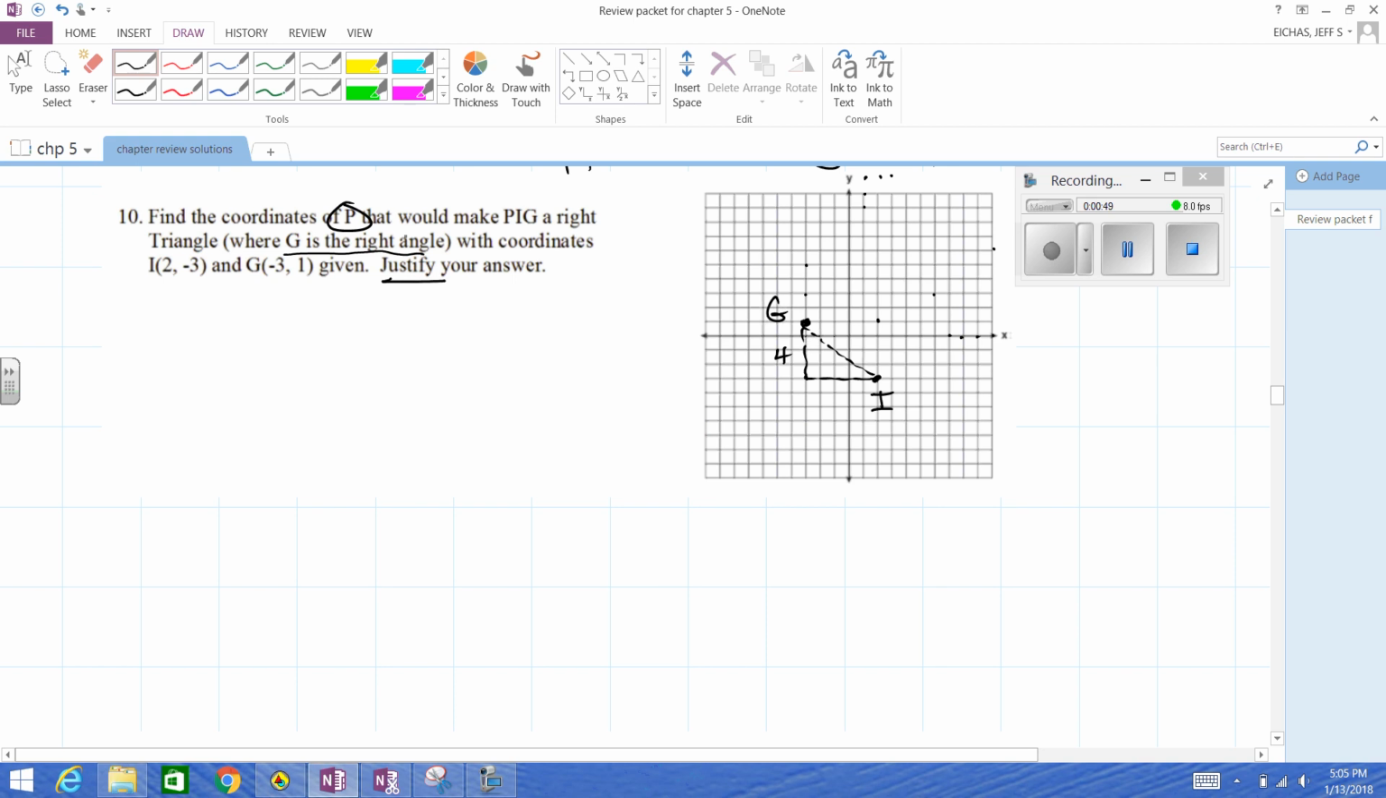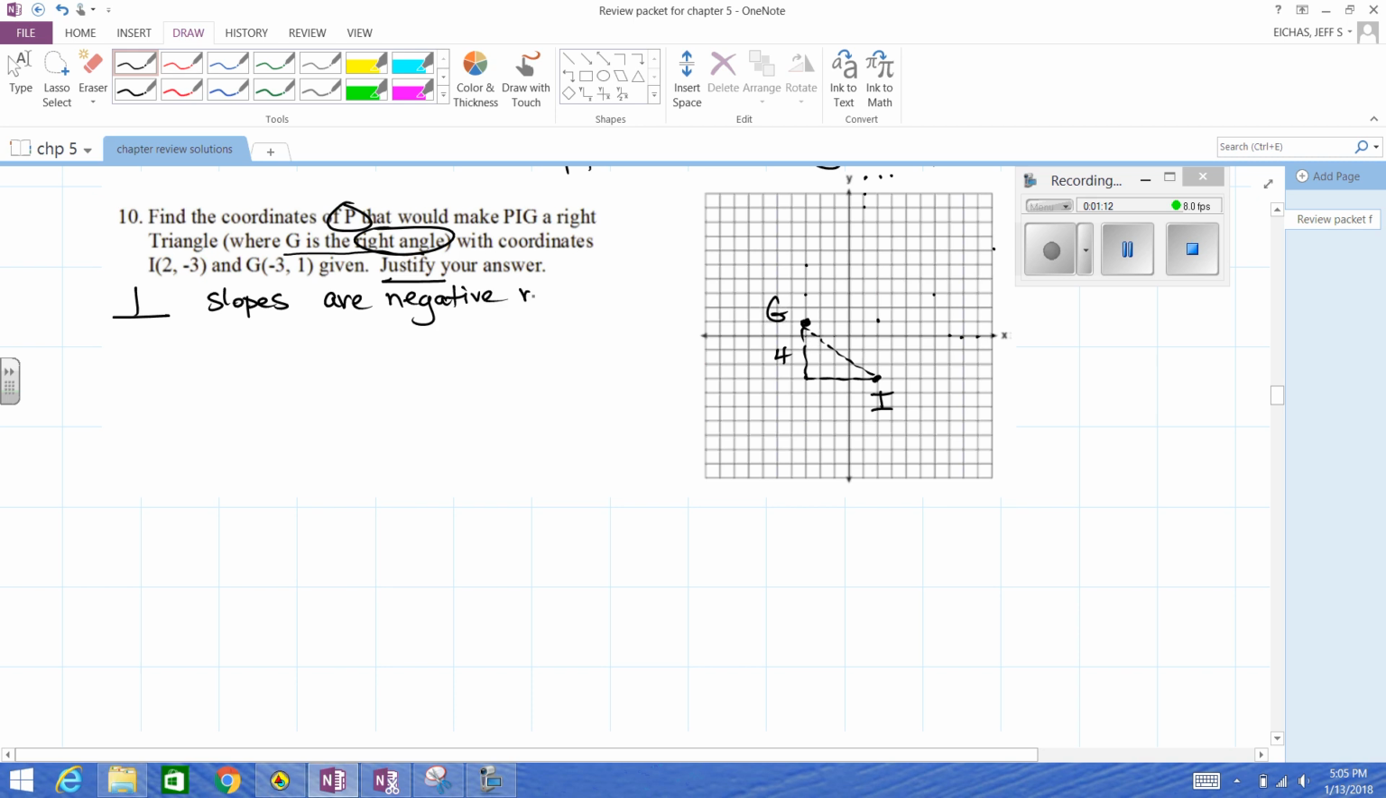to prove a right angle, I think we need perpendicular segments, right? So we need slopes. Our tools of coordinate geometry specifically are slopes, distance, or midpoint. This is a slope problem. So slopes must be negative reciprocals.